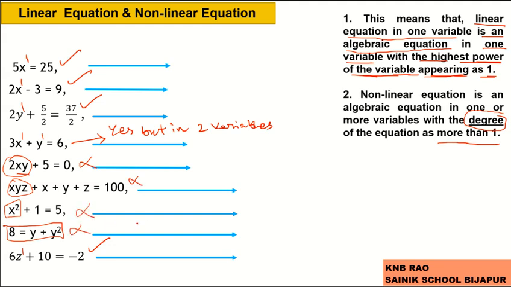So these are non-linear equations. To say whether an equation is linear or not, I must see the power of the variable. And the power of the variable must be 1 to call the equation a linear equation. And children, so far whatever you have learnt, simple equations, they are all linear equations in one variable.